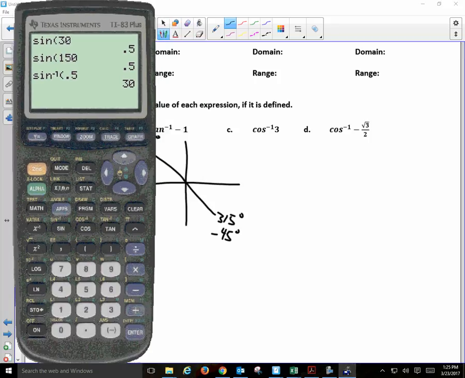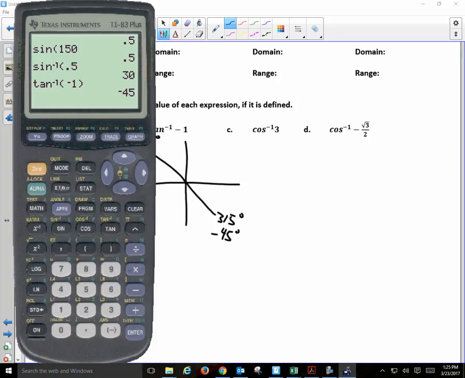So your calculator, if you go tangent inverse of negative 1, you can see it's going to give you that negative 45 value. So all you have to be able to do today is type this into your calculator and understand why it gives you what it gives you. Okay. Can I take the cosine inverse of 3? No. If you try cosine inverse of 3, you can see I get a domain error. So you could say undefined. You could say no solution. Domain error, sure.